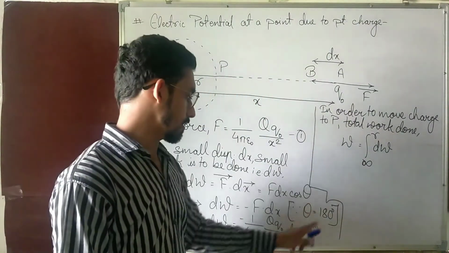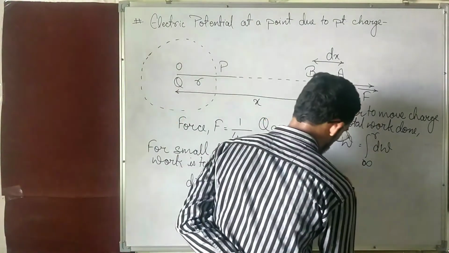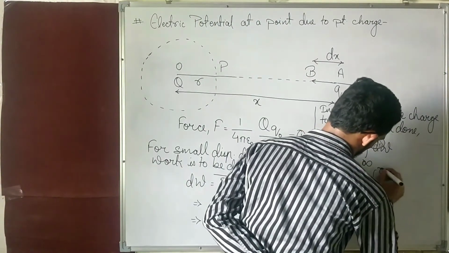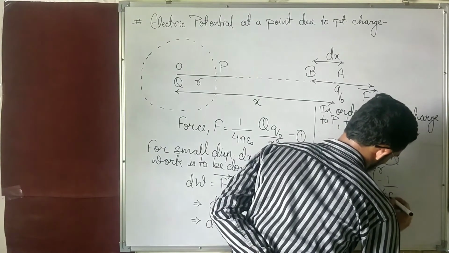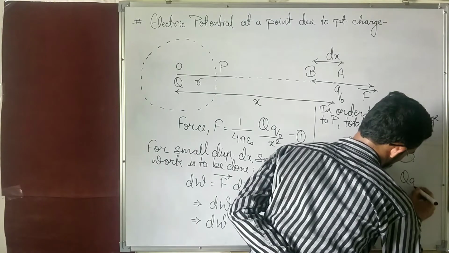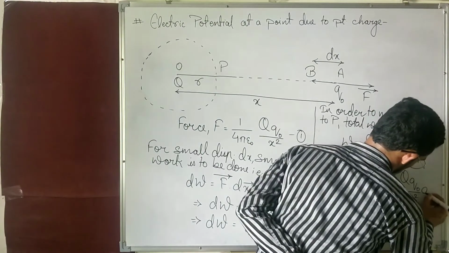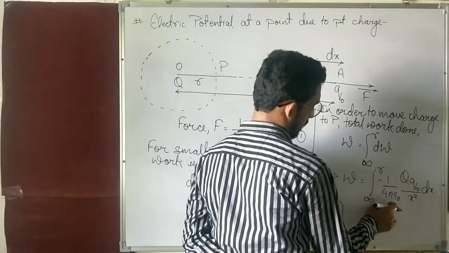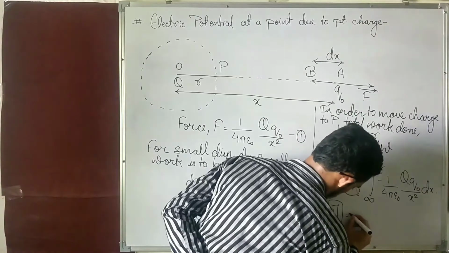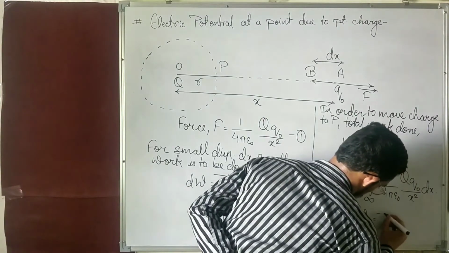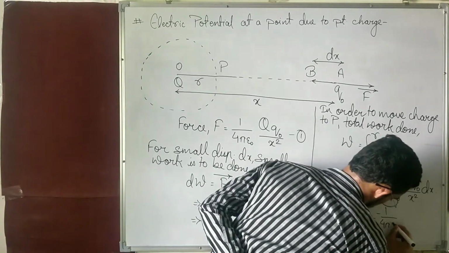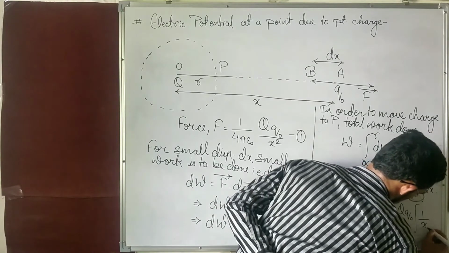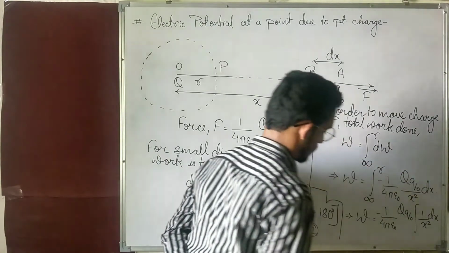Now we can substitute the value of dw from equation number 2 in this equation. So we get W equals integration from infinity to r of minus 1 upon 4 pi epsilon 0 q naught by x square into dx. Now just see here, minus 1 upon 4 pi epsilon 0 q naught are constants, so we get minus 1 upon 4 pi epsilon 0 q naught, and here it becomes the integration of 1 by x square into dx.